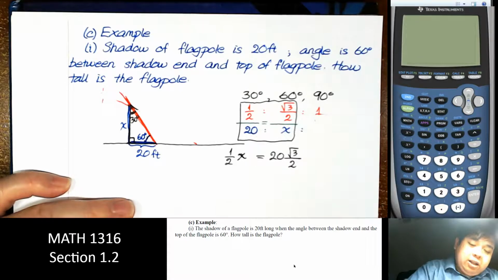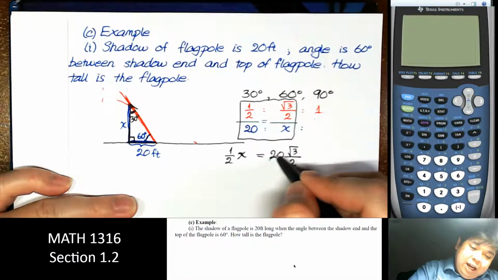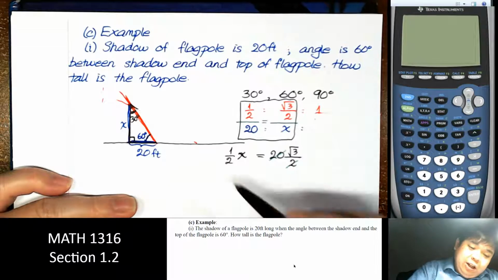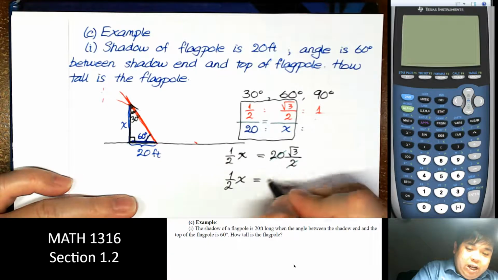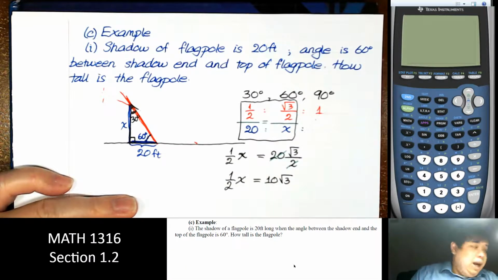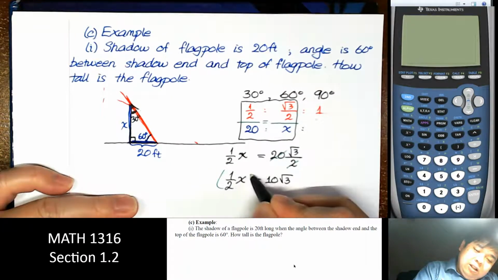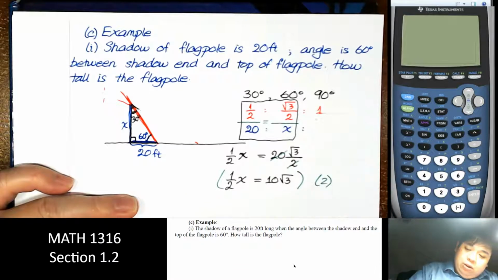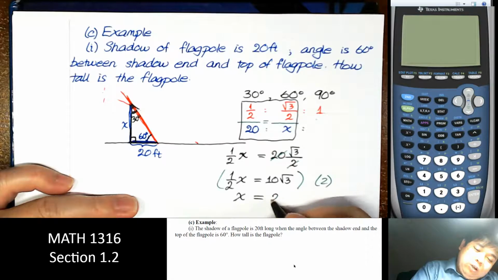And I will just solve for x. First of all, 20 cancels with 2, so we have 1/2 x equal to 20 divided by 2, which is 10. And finally, to solve for x, multiply by 2 on both sides. We have x equal to 20 square root of 3.